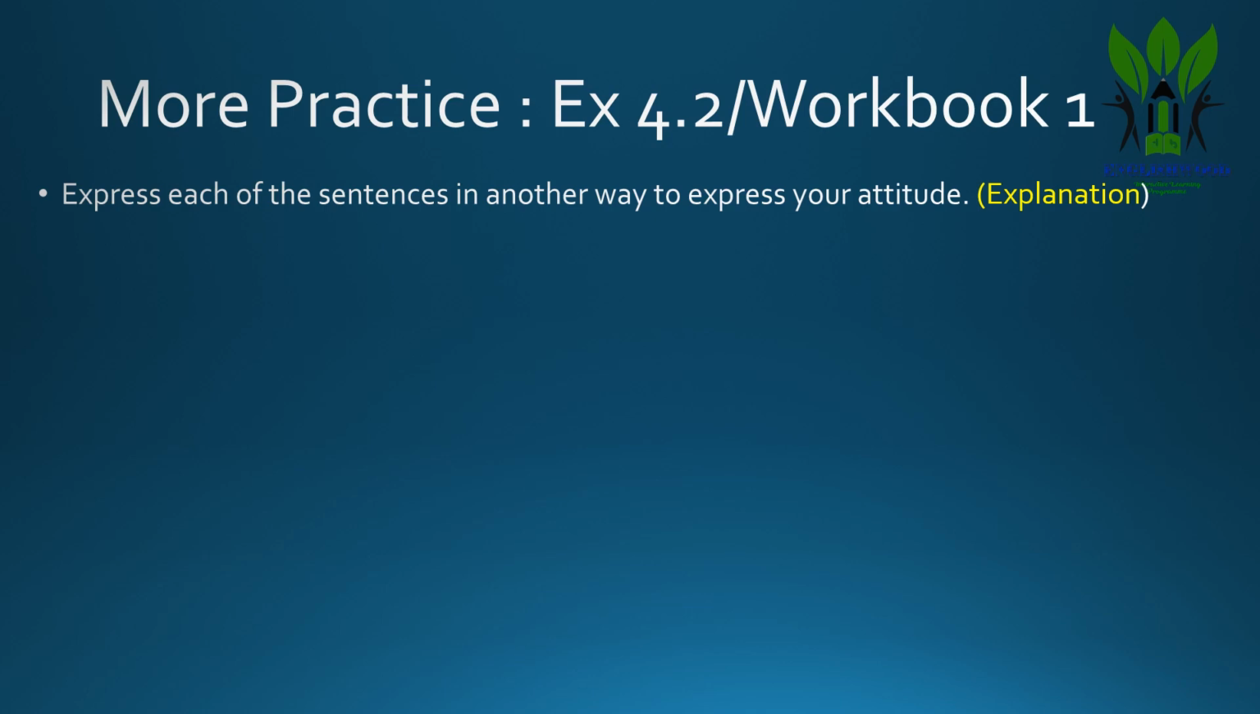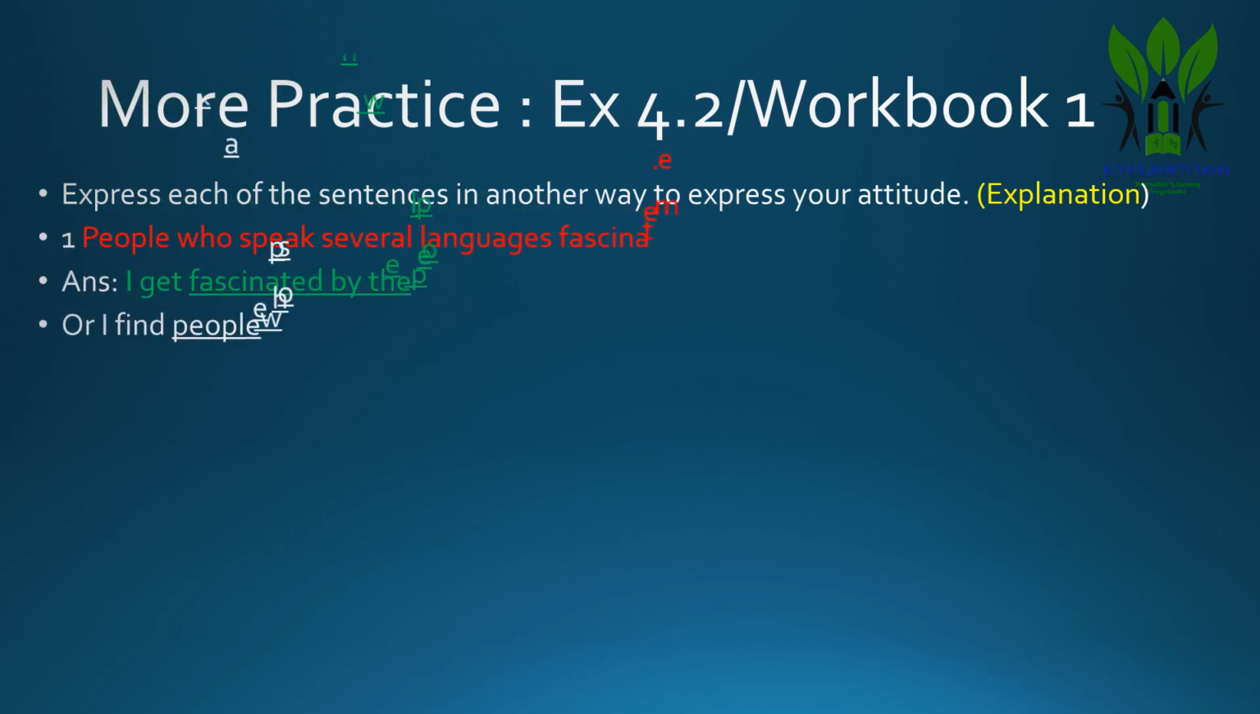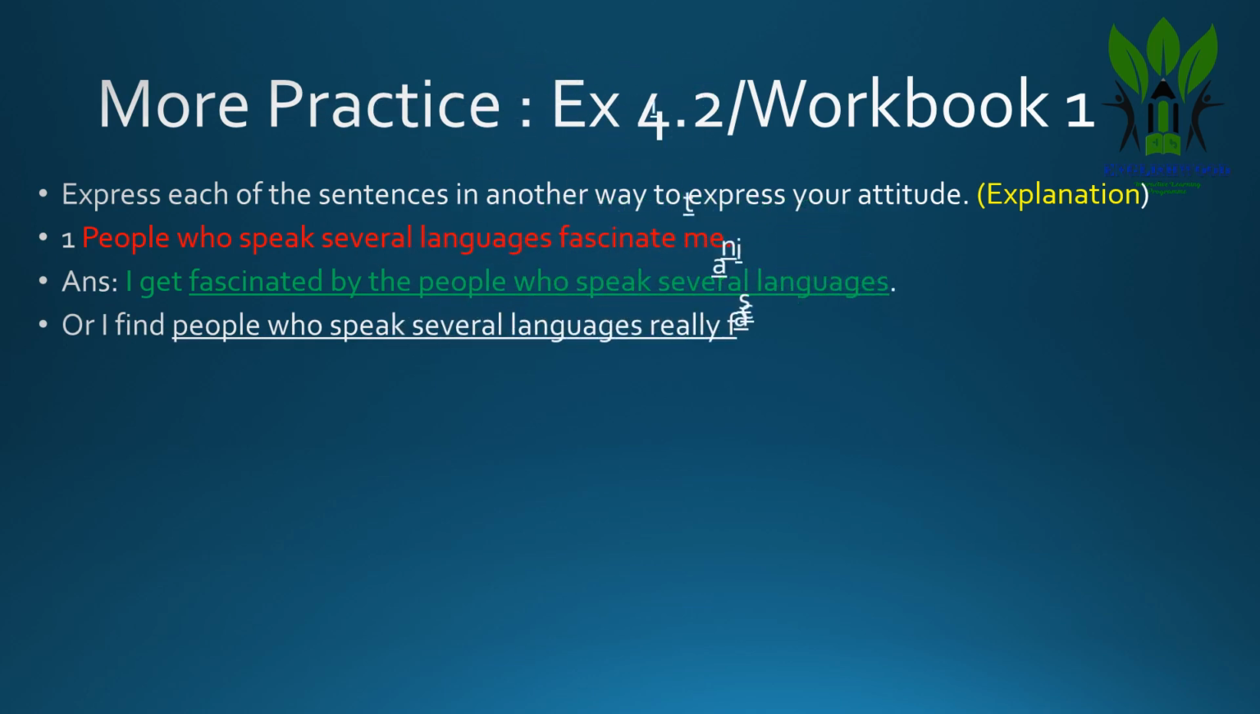All right. So this question can also be asked as: rewrite the following sentences so that they have the same meaning, beginning with the given words. For example, they will give you I get, then the underlined words, fascinated by the people who speak several languages. These are the underlined words you have to complete. Now, 1, people who speak several languages fascinate me, right? So another way to express it is I get fascinated by the people who speak several languages. Or I find people who speak several languages really fascinating. So you can just choose any one.